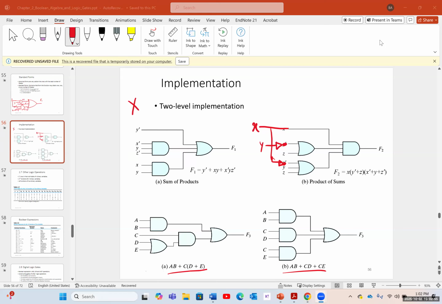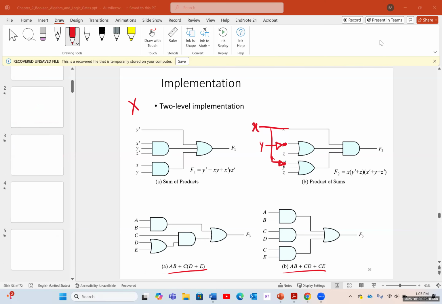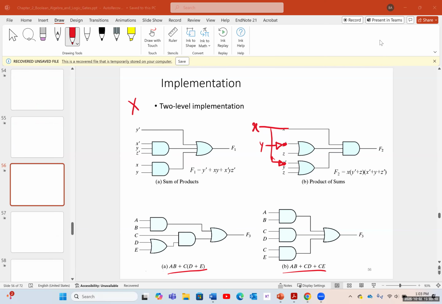In the previous class, we spoke about the implementation of Boolean algebra using logic gates. Today we will continue that.